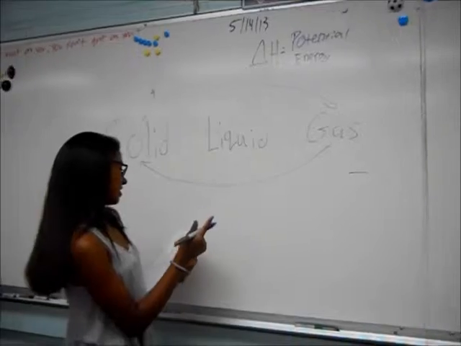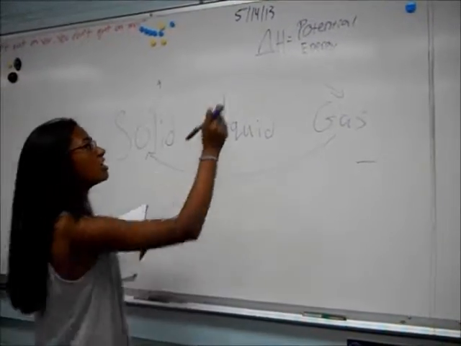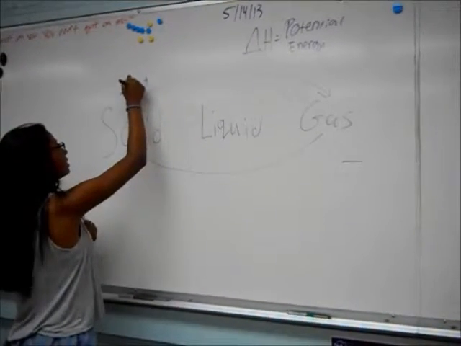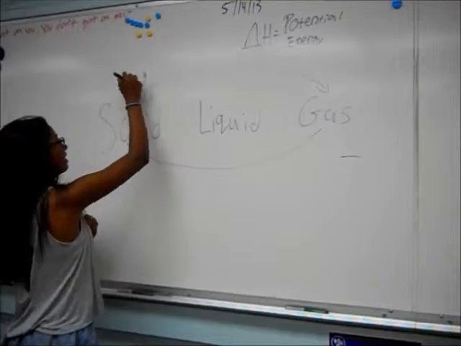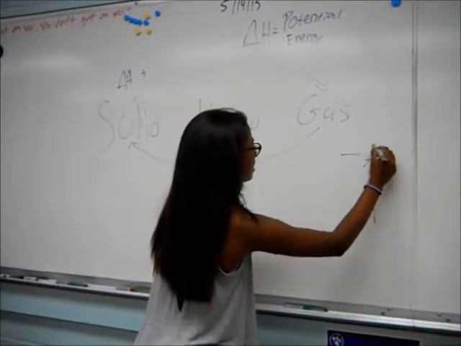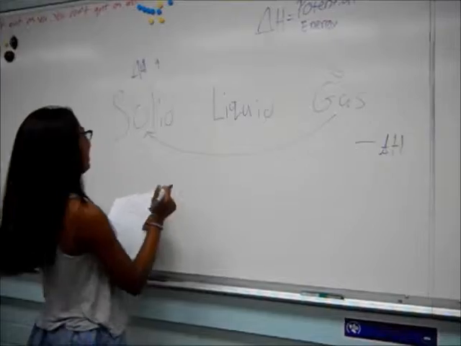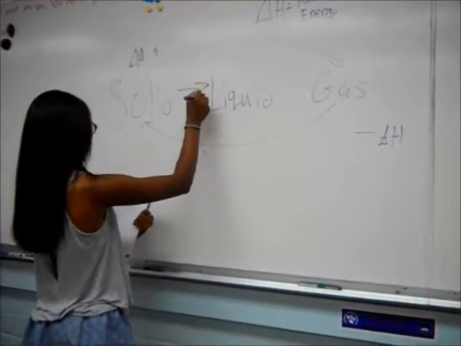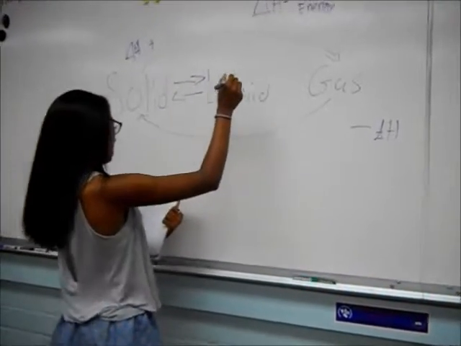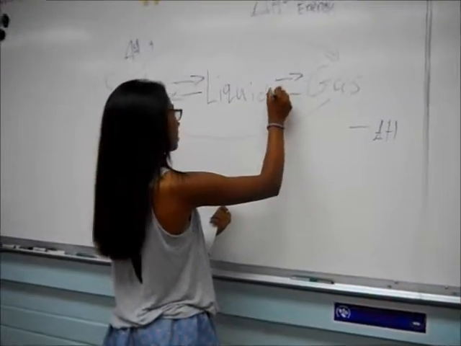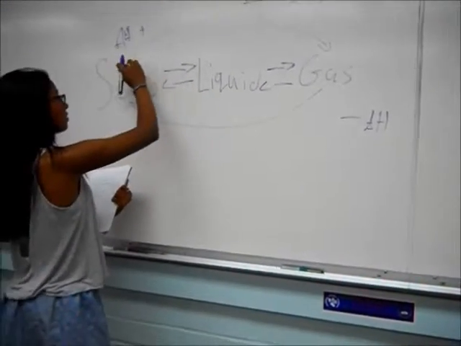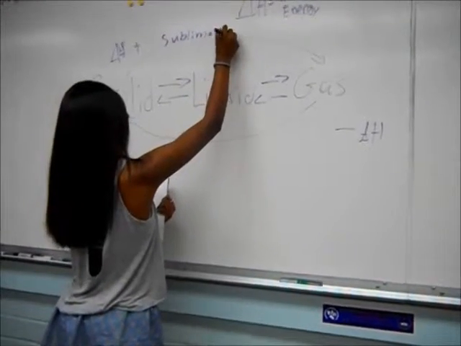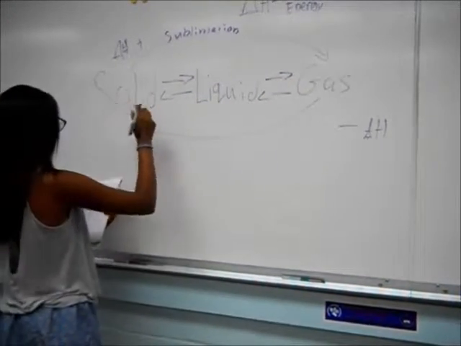This next map is the 6 phase changes. Starts from potential energy, delta H. Delta H plus on this side, and delta H minus on this side. This is solid, liquid, gas. From a solid to a liquid is melting. From a liquid to a solid is freezing. From a liquid to a gas is vaporization and condensation back. From a solid to a gas is sublimation. And from a gas to a solid is deposition.